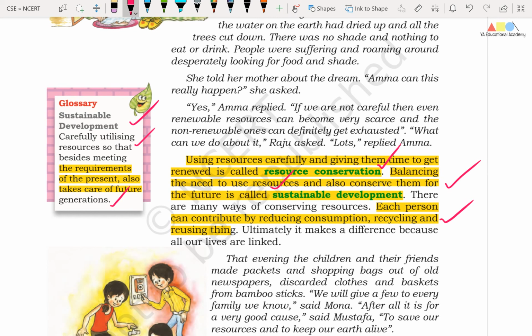Friends, each person can contribute by reducing consumption, recycling and reusing things. So friends, this is the 3R formula, that is reduce consumption, recycle and reuse. So this is the best formula for resource conservation.